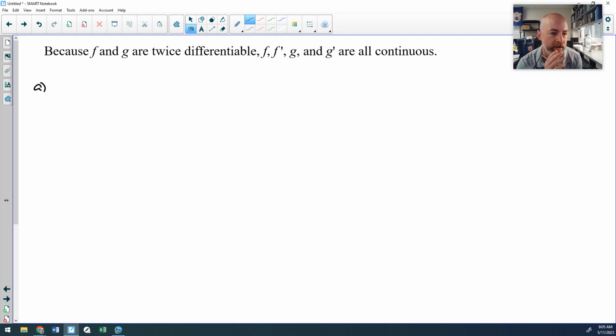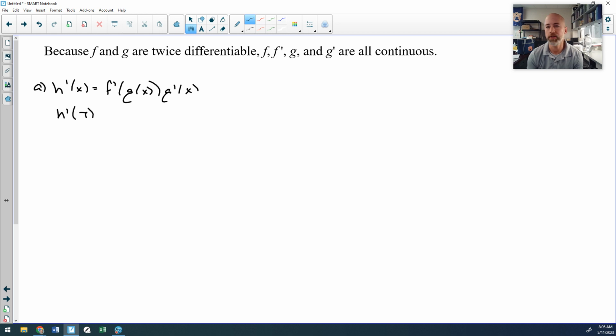H is F of G. Find H prime of 7. Yeah, this is an extremely nice problem. You're finding the derivative. Make sure you write the derivative first. And this is your textbook definition of the chain rule. So boom, there's 1 point. And boy, was that easy.